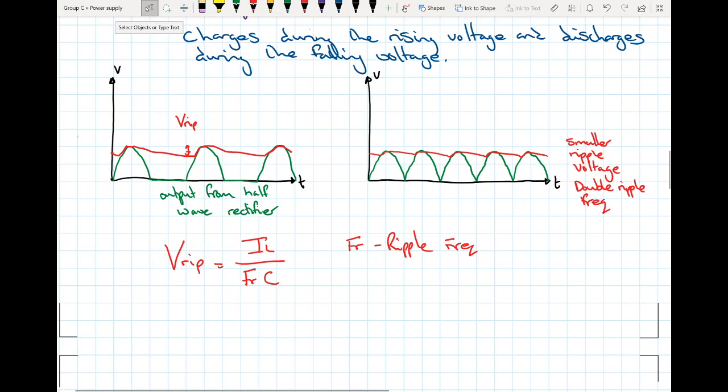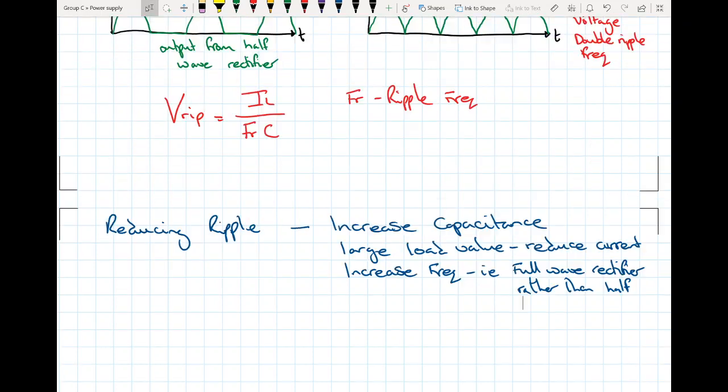So if we made the value of the capacitor bigger, then we reduce the ripple voltage. If we made it a full wave rectifier rather than a half wave rectifier, we effectively increase the frequency. And also if we put a larger load value on, so that we made the current a lot smaller, then we reduce the ripple voltage. Okay, so there we have it.